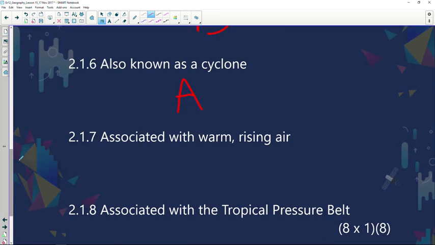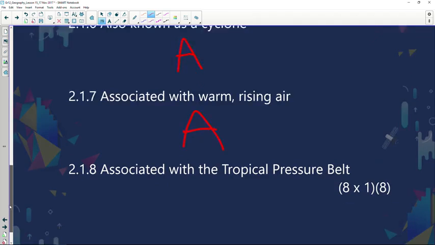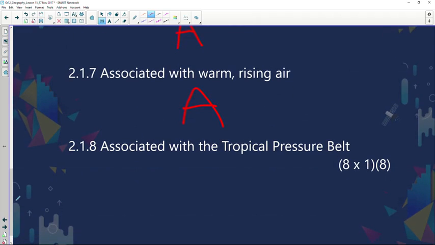Now 2.1.7, associated with warm air rising. That's a low pressure system because of warm tropical conditions, or because the air is being forced to rise, for instance in a mid-latitude cyclone. As the cold air approaches, what does it do with the warm air? It forces it up. Associated with a tropical pressure belt: there's a giveaway, tropical, warm conditions, low pressure system. Look at the equatorial low pressure belt.